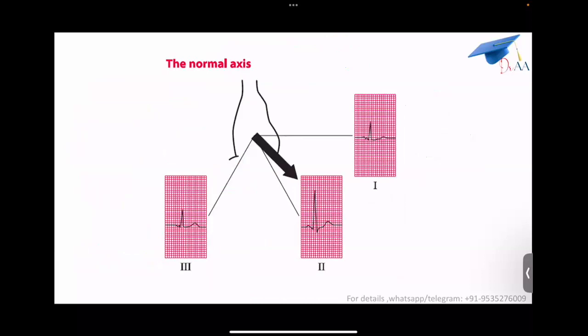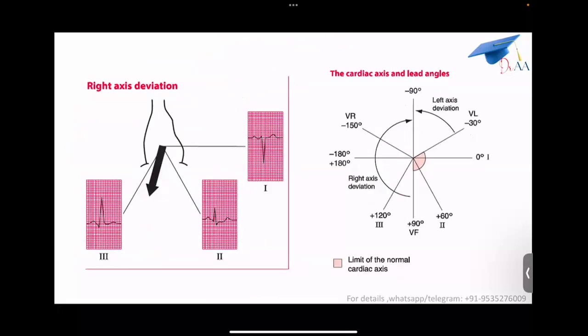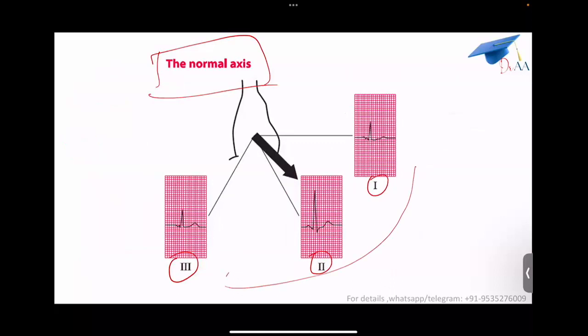Now this is the normal axis that we are talking about. So we have leads 1, 2, 3 in this position. All remain positive when the cardiac axis is normal. If the cardiac axis moves towards lead 3, that is, moves towards the right side of the heart, lead 3 becomes more positive. It is moving away from lead 1. If you see here, it is moving away from lead 1.